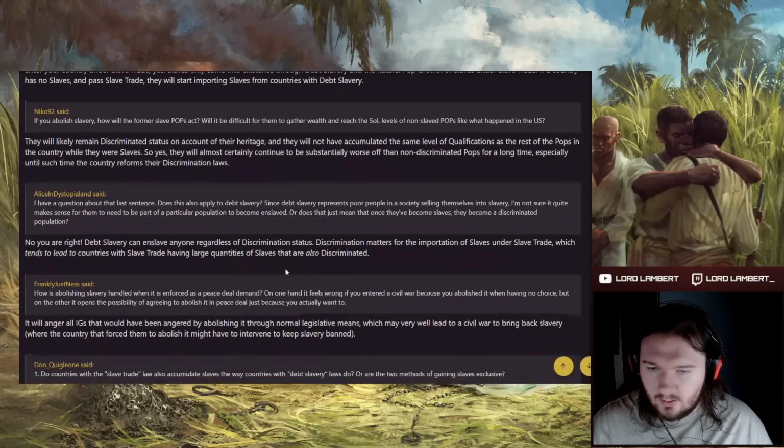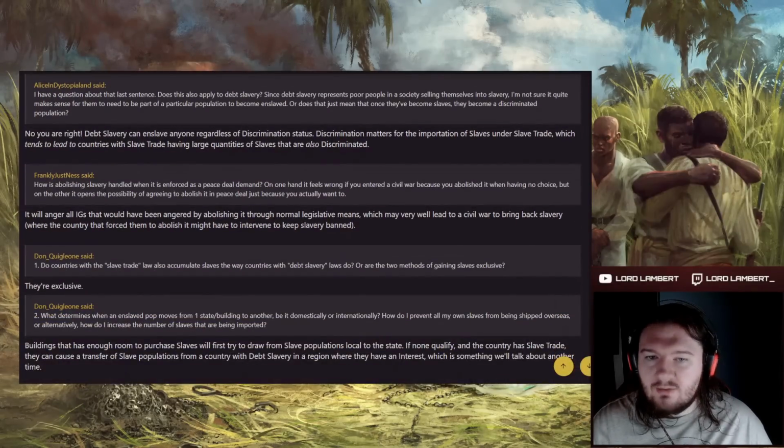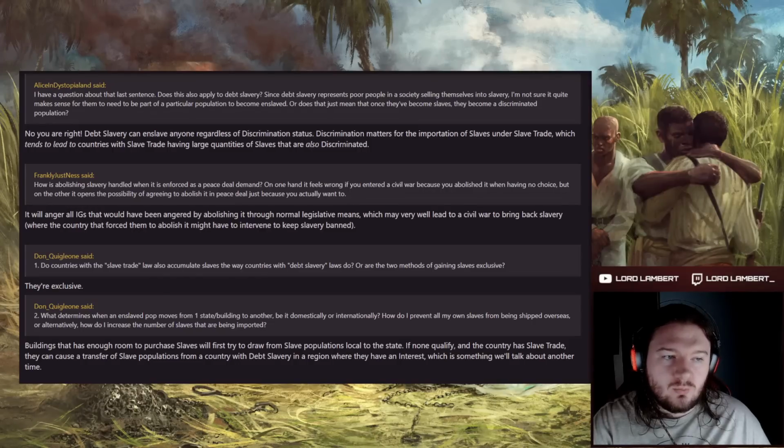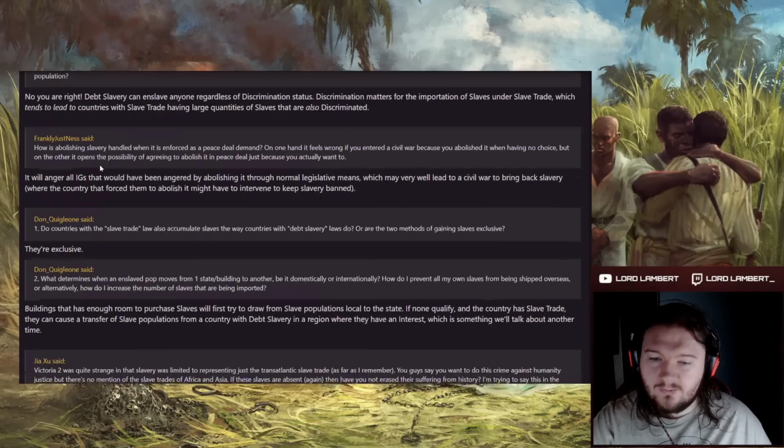Okie dokie. Alright. How is abolishing slavery handled when it's enforced as a peace deal demand? On one hand, it feels wrong if you entered a civil war because you abolished it when having no choice, but on the other, it opens up the possibility of agreeing to abolish it in a peace deal just because you actually want to. It will anger all interest groups that would have been angered by abolishing it through normal legislative means, which may very well lead to a civil war to bring back slavery, where the country that forced them to abolish it might have to intervene to keep slavery banned. That's really cool. That's fun.